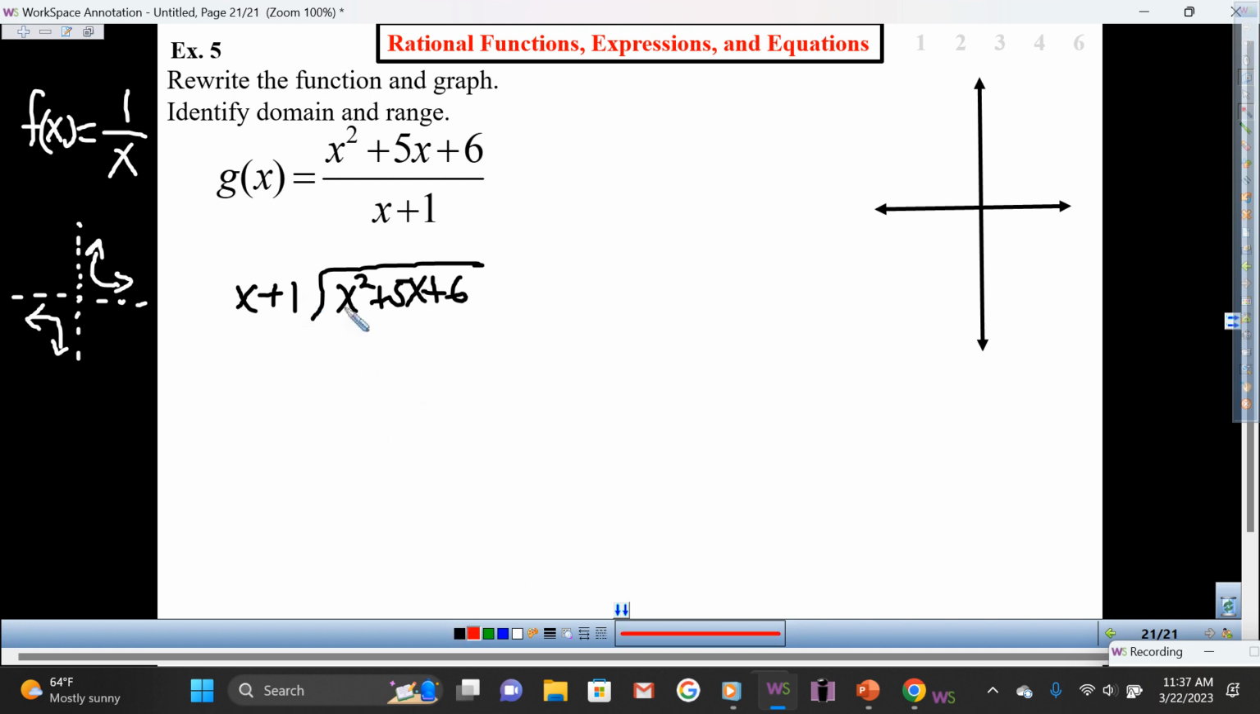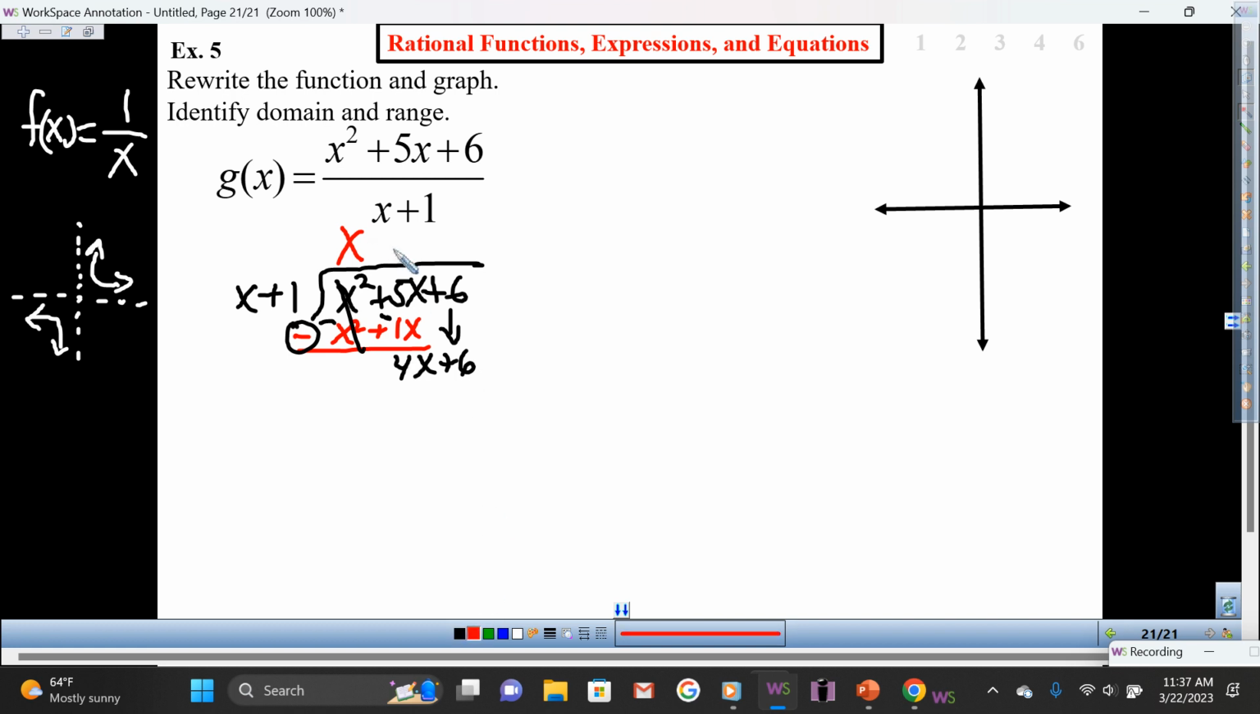All right, so here we go. What number times x gives me x squared? X. X times x, x squared. X times 1 is 1x. Subtract. That means we need to distribute this negative here and here. 5x minus 1x is 4x. Bring down the next term.